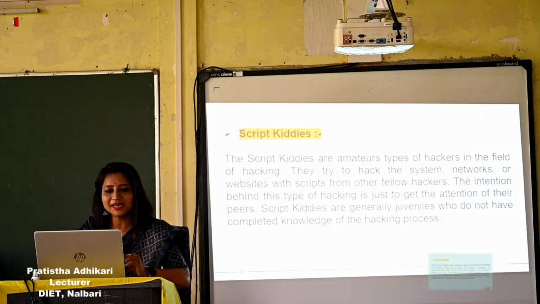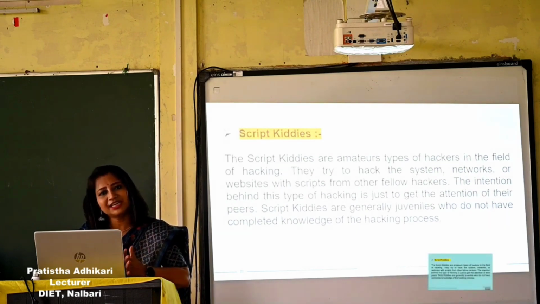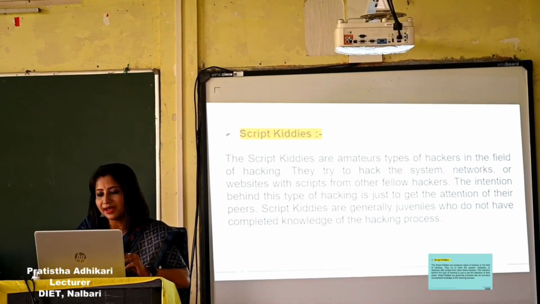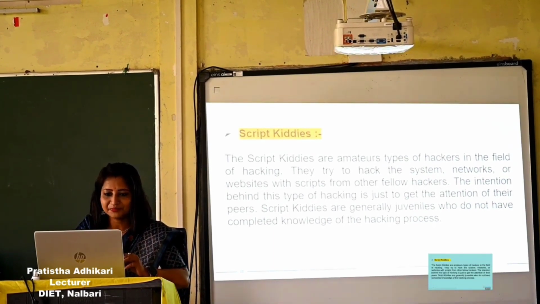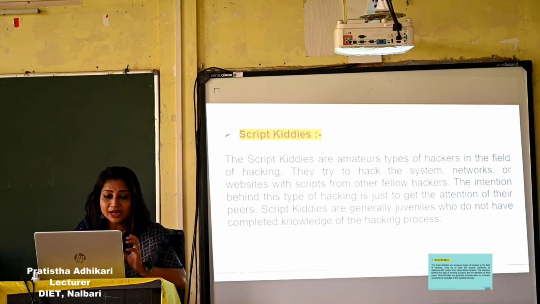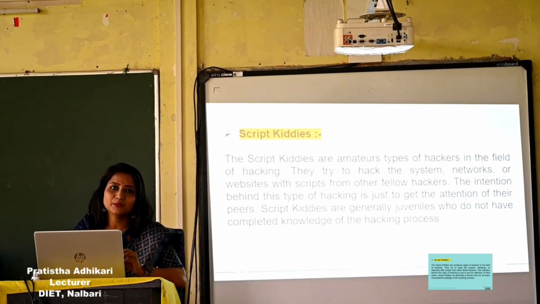Then comes the next category, the script kiddies. The script kiddies are amateur types of hackers in the field of hacking. They try to hack the system, networks or websites with scripts from other fellow hackers. The intention behind this type of hacking is just to get attention of their peers. Script kiddies are generally juveniles who do not have complete knowledge of the hacking process.